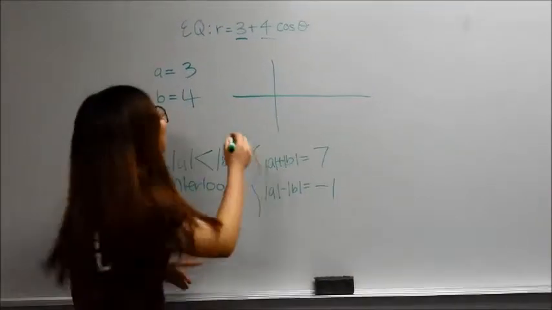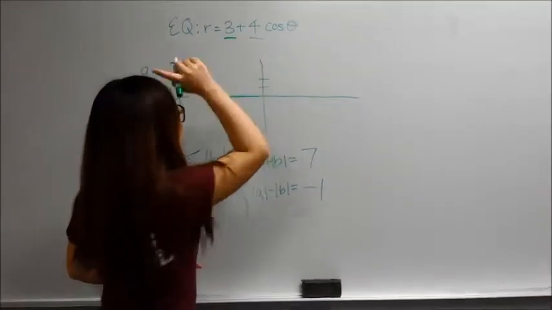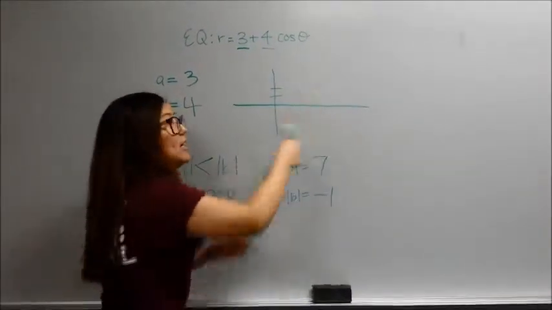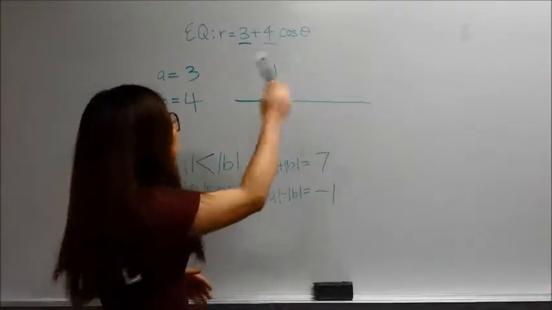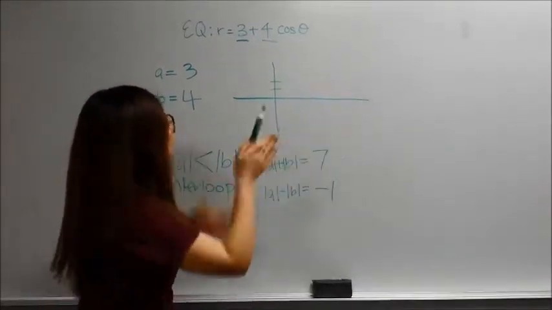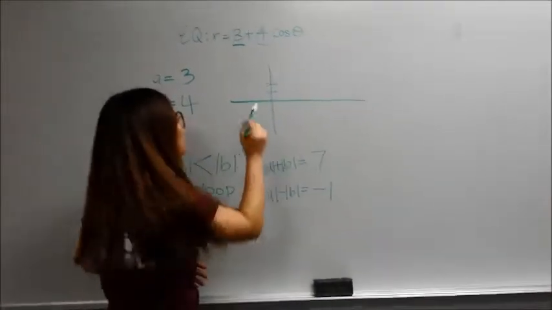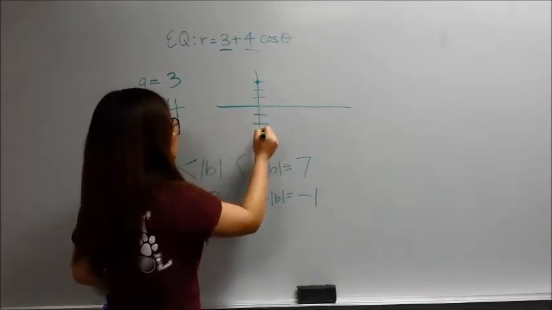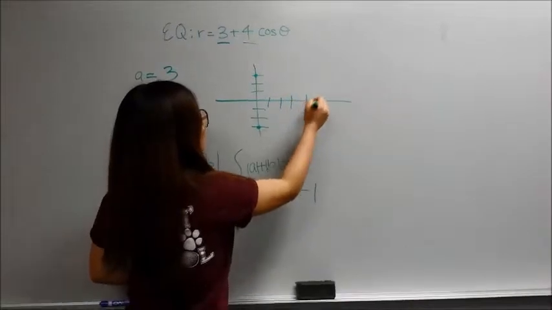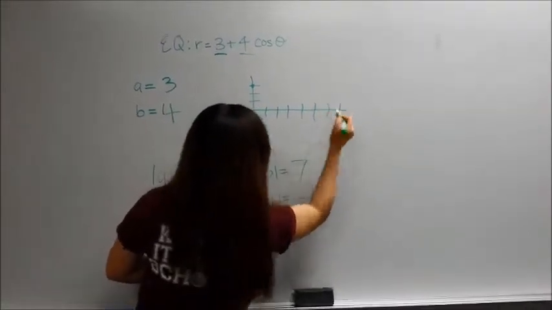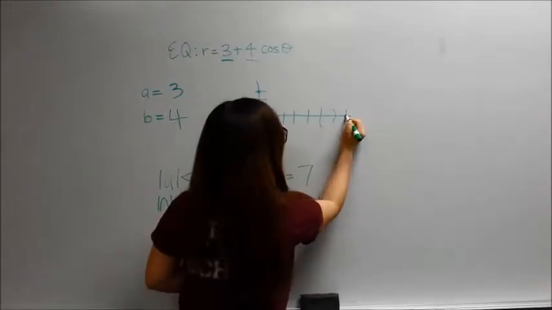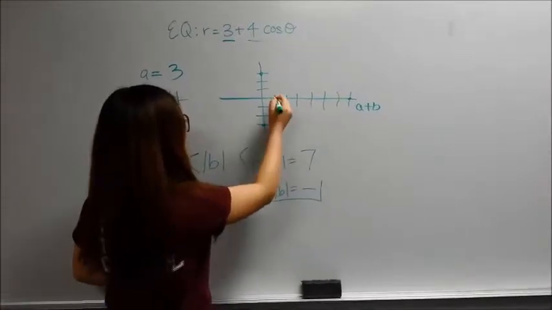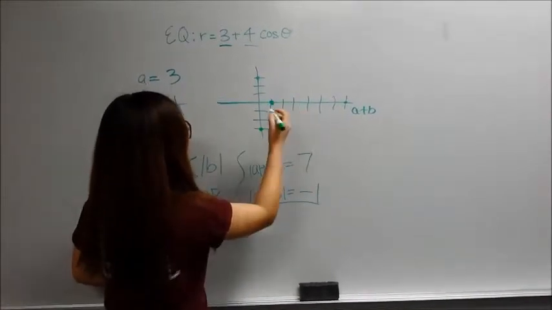So when it's positive cosine theta, the majority of the graph will be here on the positive side of the x-axis. So a is 3, so here, and then 1, 2, 3, 4, 5, 6, 7. This will be a plus b, and the inner loop goes inside, so 1. So when you draw it.